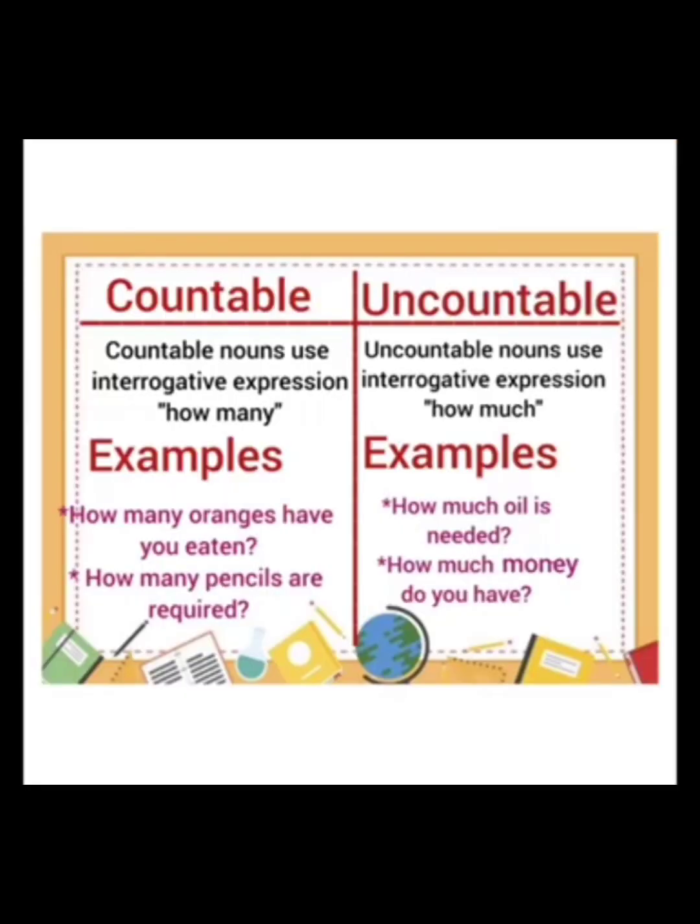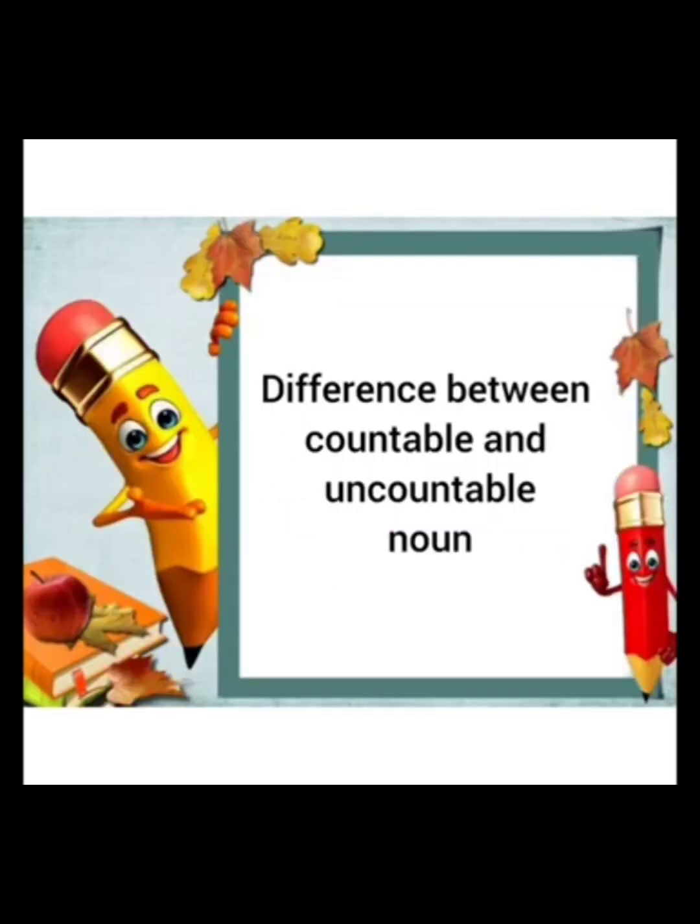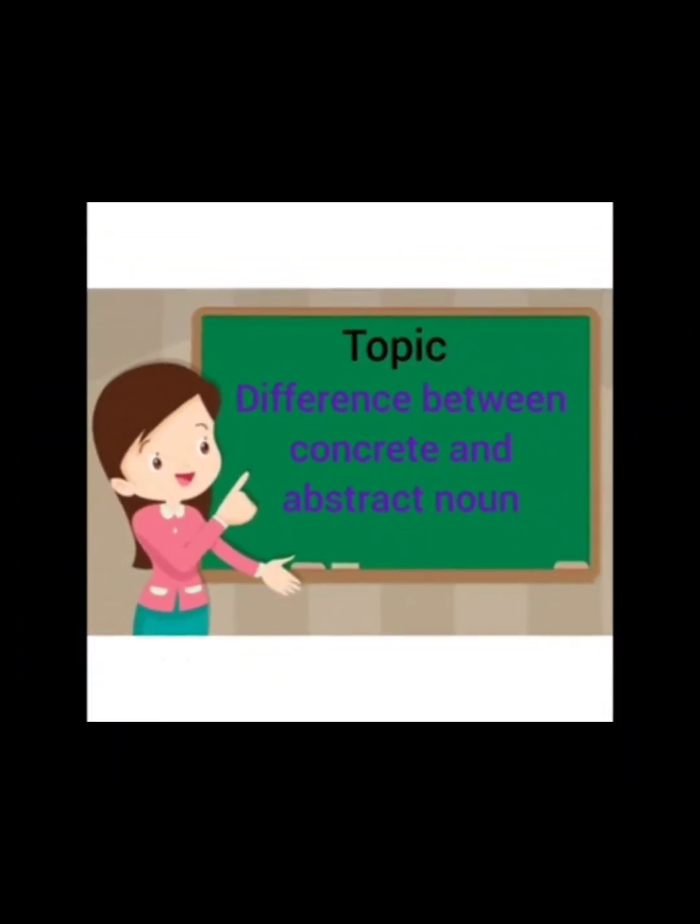Another difference is this, that countable nouns use the interrogative expression "how many." For example, how many students are in the class? Or how many oranges have you eaten? While on the other hand, uncountable nouns use the interrogative expression "how much." For example, how much oil is required? How much money do you have? So these were the differences of countable and uncountable nouns. Now, between concrete and abstract nouns.